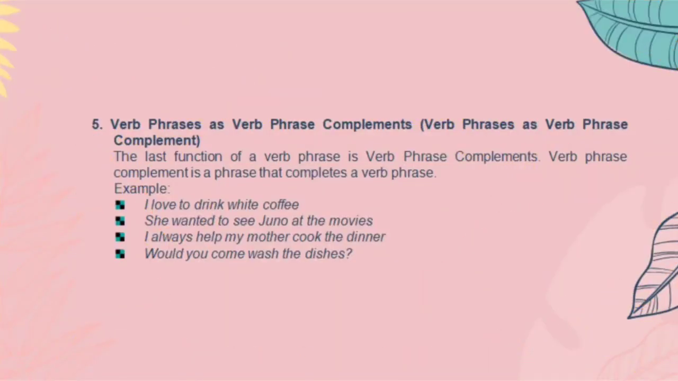And the last is verb phrases as verb phrase complements. A verb phrase complement is a phrase that completes a verb phrase. For example, I love to drink white coffee. She wants to see Juno at the movies. I always help my mother to cook the dinner. Would you come wash the dishes?